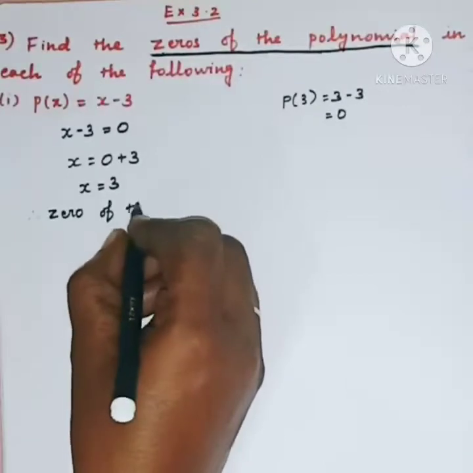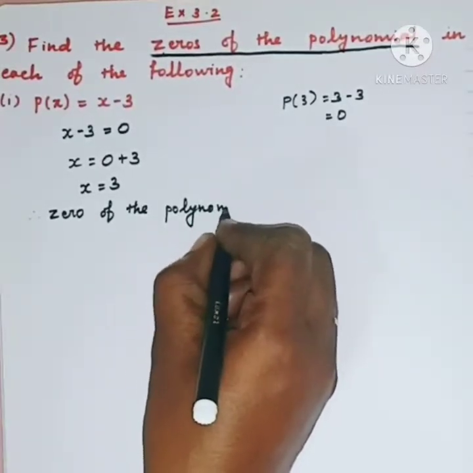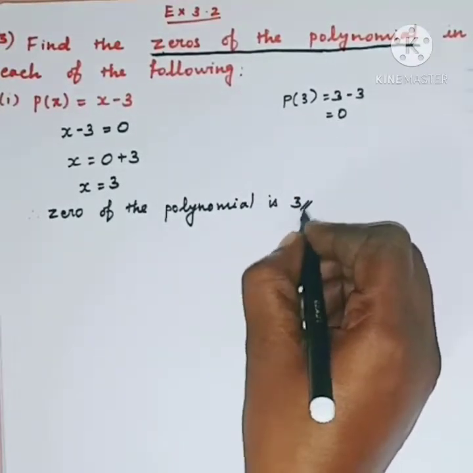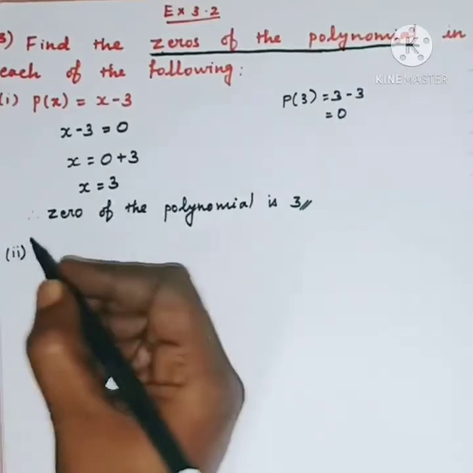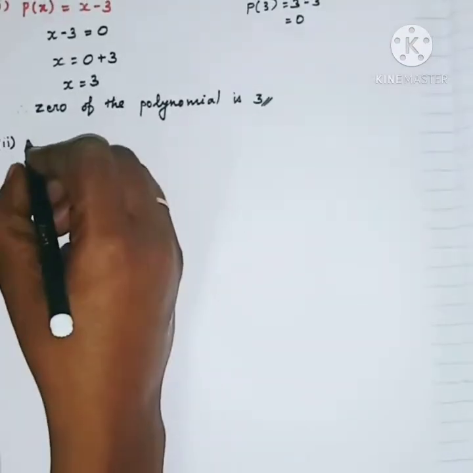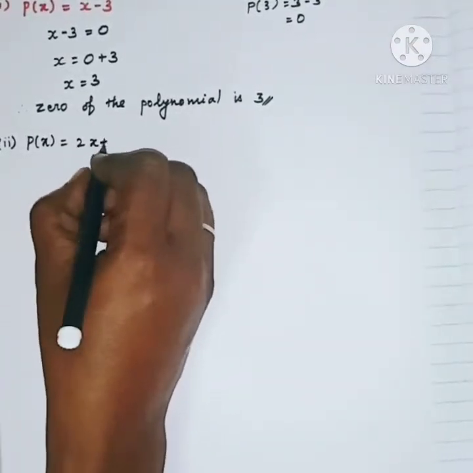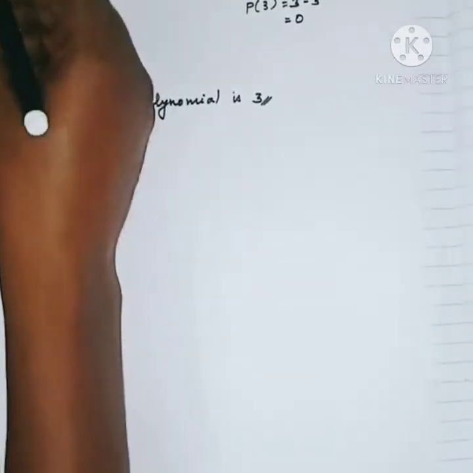Zero of the polynomial is 3. This is the answer for the first subdivision. And the second subdivision is P of x is equal to 2x plus 5.